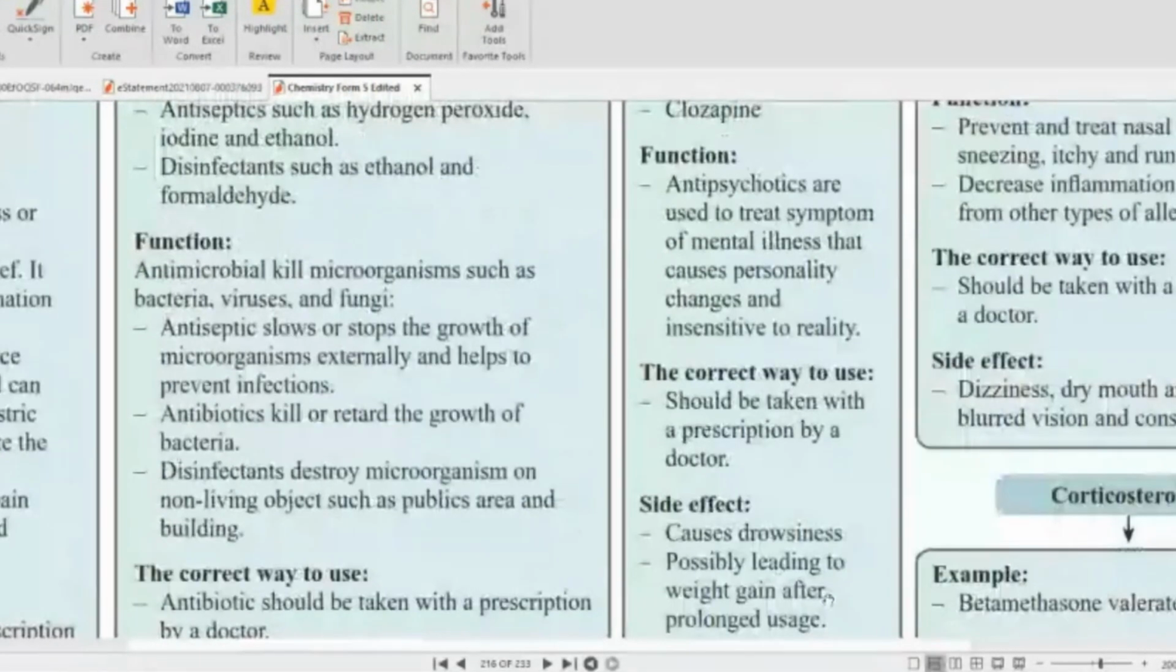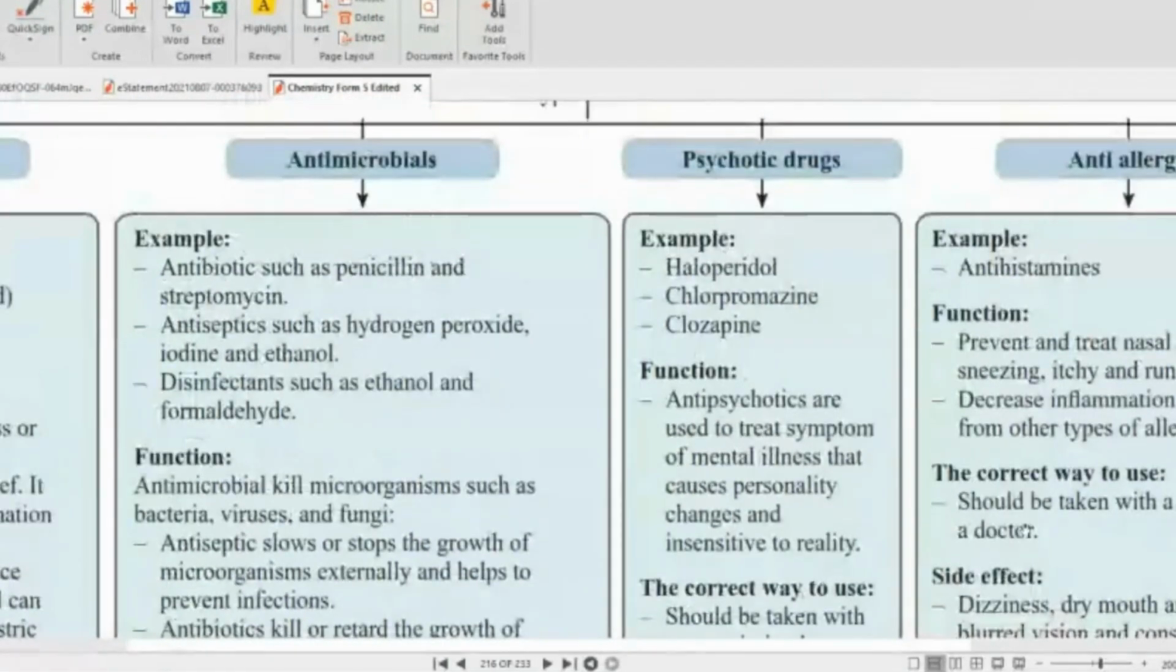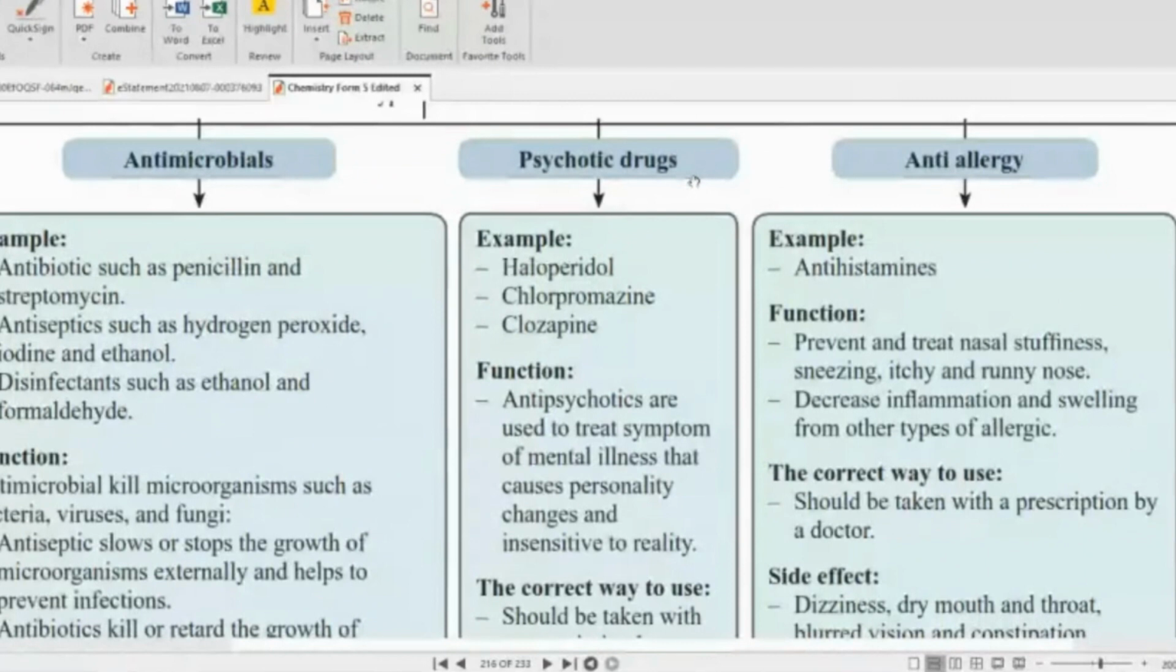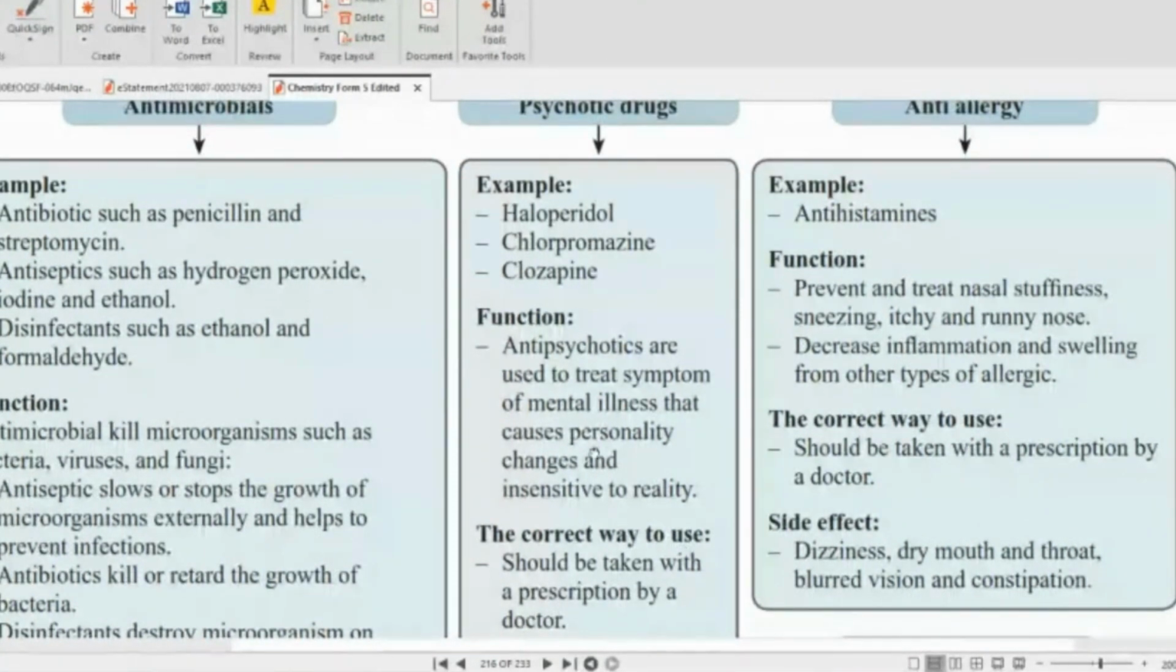So this is under antimicrobials. Next will be antipsychotic drugs. Examples: haloperidol, chlorpromazine, and clozapine. The function: antipsychotics are used to treat the symptoms of mental illness that cause personality change and insensitivity to reality. This one is for mental illness patients.